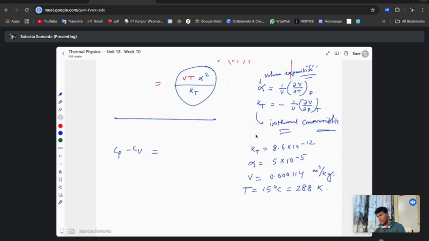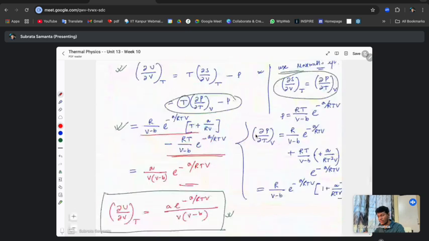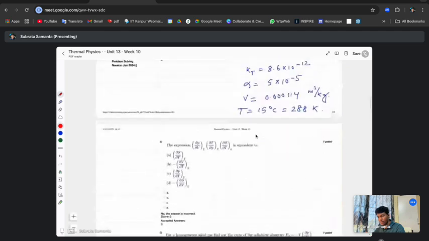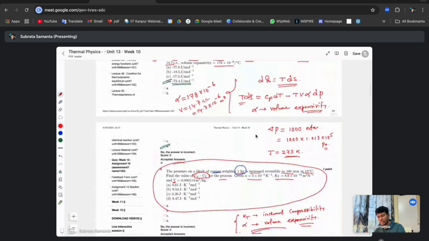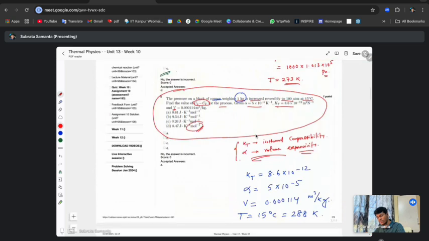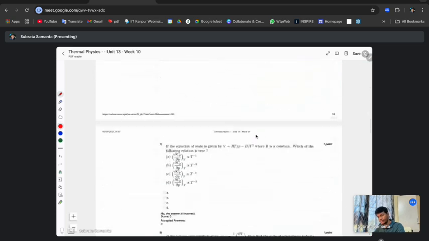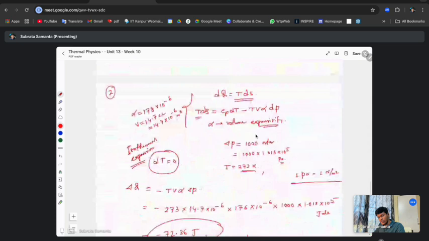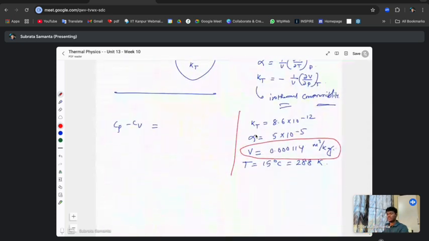Okay. So one more thing we have to do, since the volume is given in meter cube per kg, first convert this to meter cube per mole. Why? Because your answer is given in mole inverse, not kg inverse. So just look closely at this. The answer is given in mole inverse. So how do we convert this kg to mole?